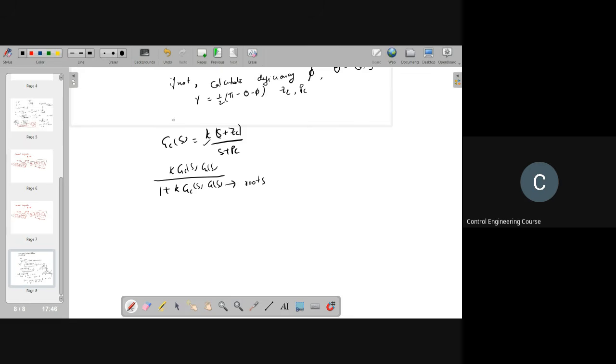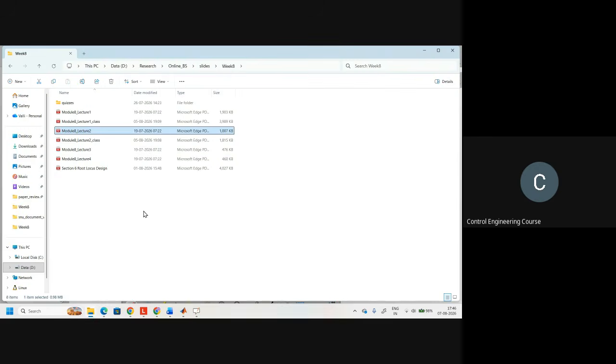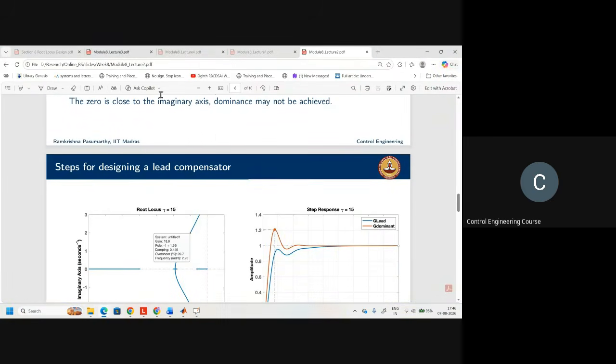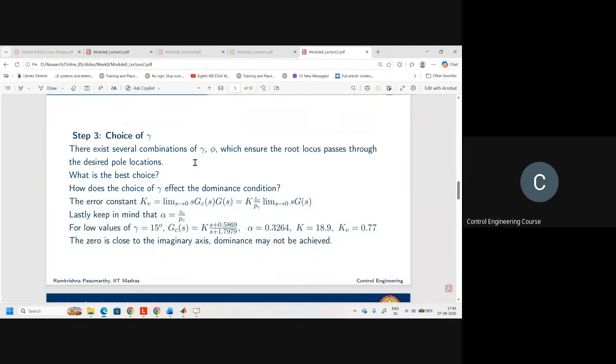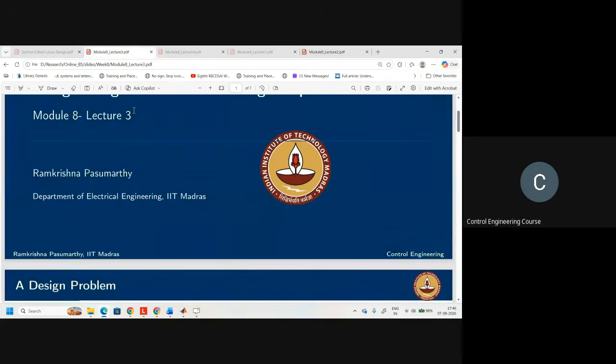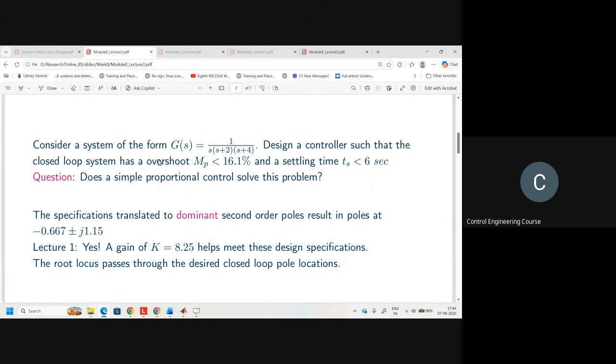We also know, right, when the system... Let's walk through these slides. Then you will understand what I'm going to say. In the last class, we have already gone through this example of designing a lead compensator for the specifications given: MP is less than 16.5% and the settling time should be less than 6 seconds.